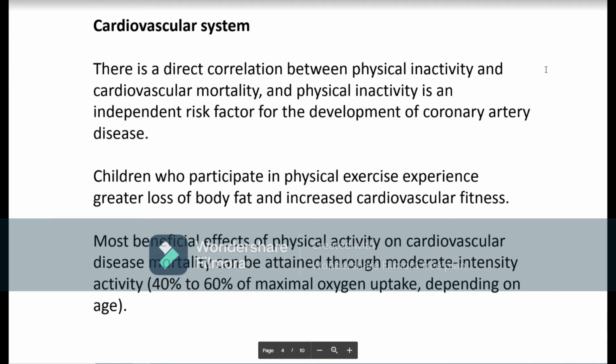Our heart could be damaged if we increase intensity too high, and on the other hand, if it's too low, such activity could bring no effect for us. But between 40 to 60% of maximal oxygen uptake, it's the best option to choose, and this is the moderate intensity activity. This is the most beneficial.